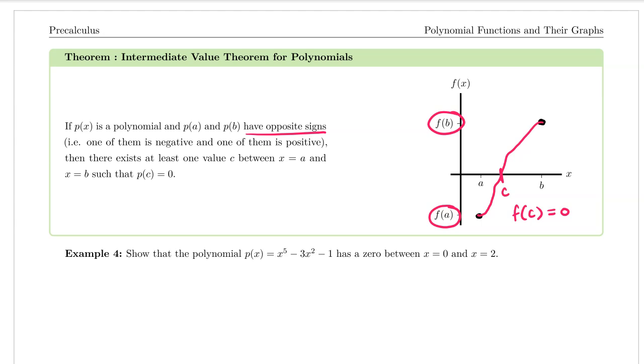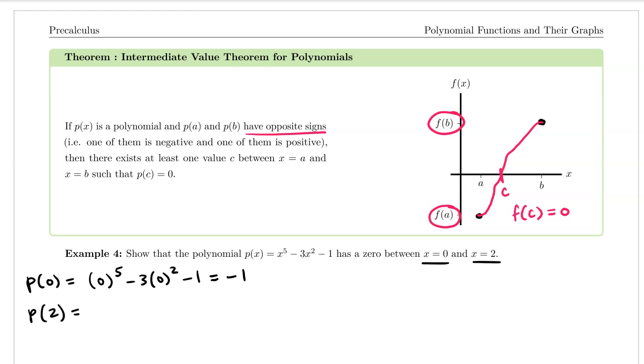Example 4 says, show that the polynomial p of x equals x to the fifth minus 3x squared minus 1 has a 0 between x equals 0 and x equals 2. So what we need to do is plug in x equals 0 and x equals 2 into our function so that we can meet the condition. So let's evaluate p of 0 first. If we plug that in, we'll get 0 to the fifth power minus 3 times 0 squared minus 1, and if you go about simplifying, that's going to end up equaling negative 1.